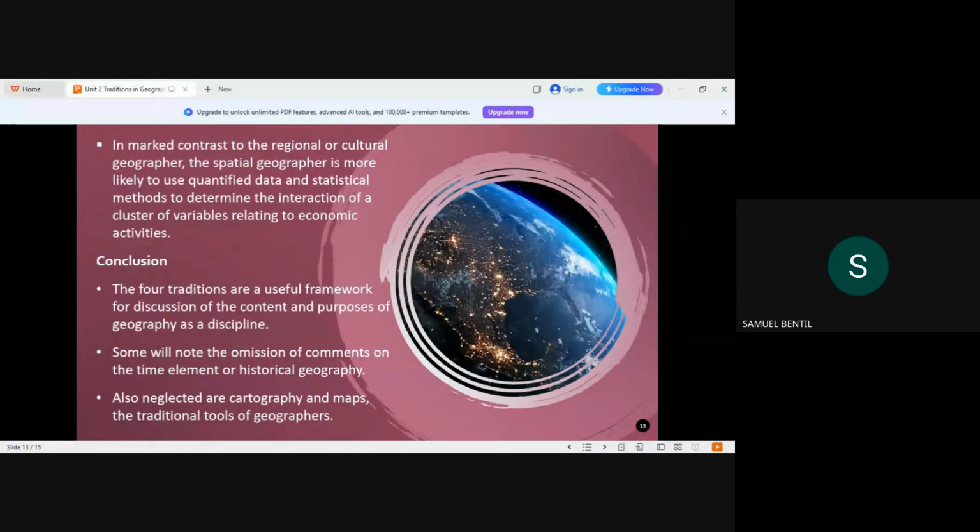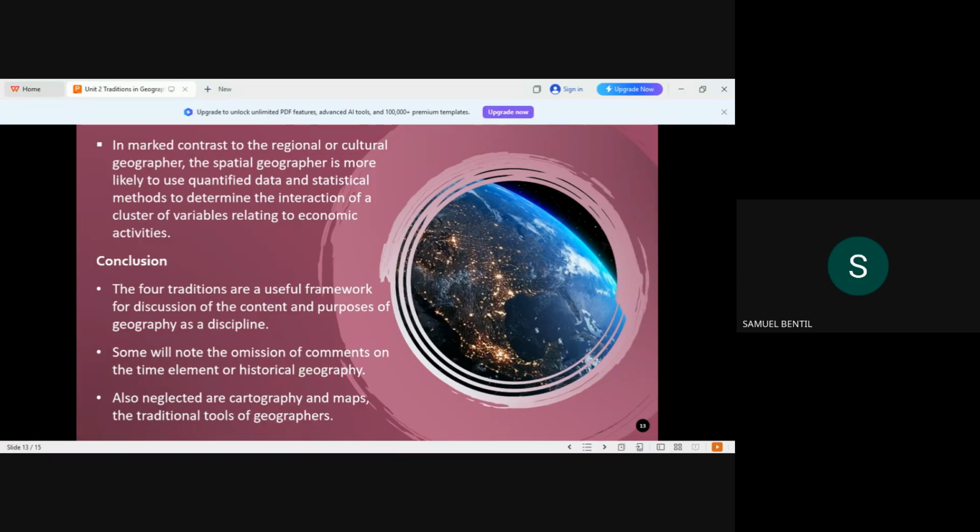So what I'm saying is that there's a comment that some would note the omission of the time element, or historical geography. All the four traditions we have discussed, you can't study them without time. In other books, previously, we have historical geography as a fifth tradition. But historical geography is basically the study of events and occurrences in relation to time, which in all these four traditions we look at. So why should it be a standalone concept, which may repeat the four that we have talked about?